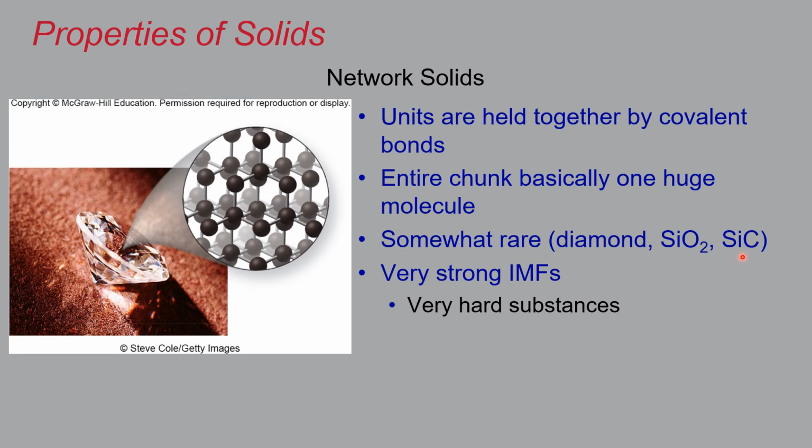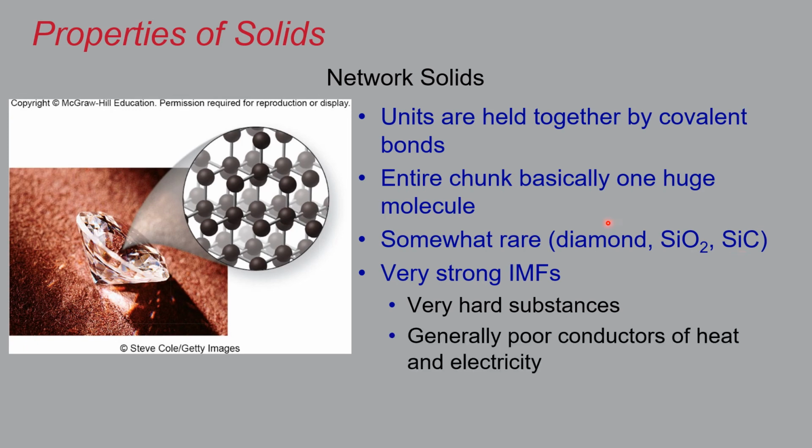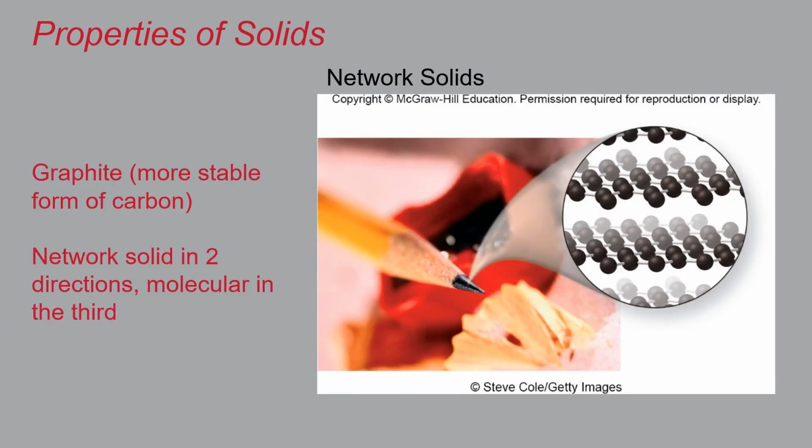And because these things don't have mobile electrons, the electrons that are shared are pretty much just shared between adjacent or neighboring carbon atoms and not throughout the entire molecule like in the metallic solids. So these are very hard substances, but they tend to be fairly poor conductors of heat and of electricity. Again, fairly rare.